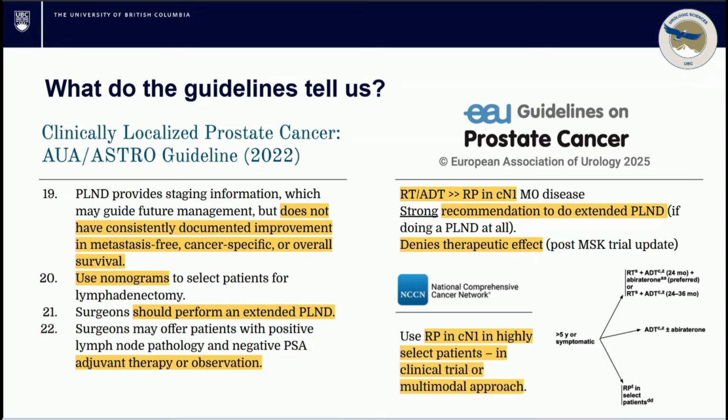PLND has a value in staging, but all of them are fairly vague or weak in terms of the specific staging value. AUA/ASTRO suggests that positive lymph nodes, even with a negative postoperative PSA, can be offered adjuvant therapy. And in terms of therapeutic value, AUA/ASTRO points out a lack of consensus. They don't specifically differentiate between cN0 or N1 status.